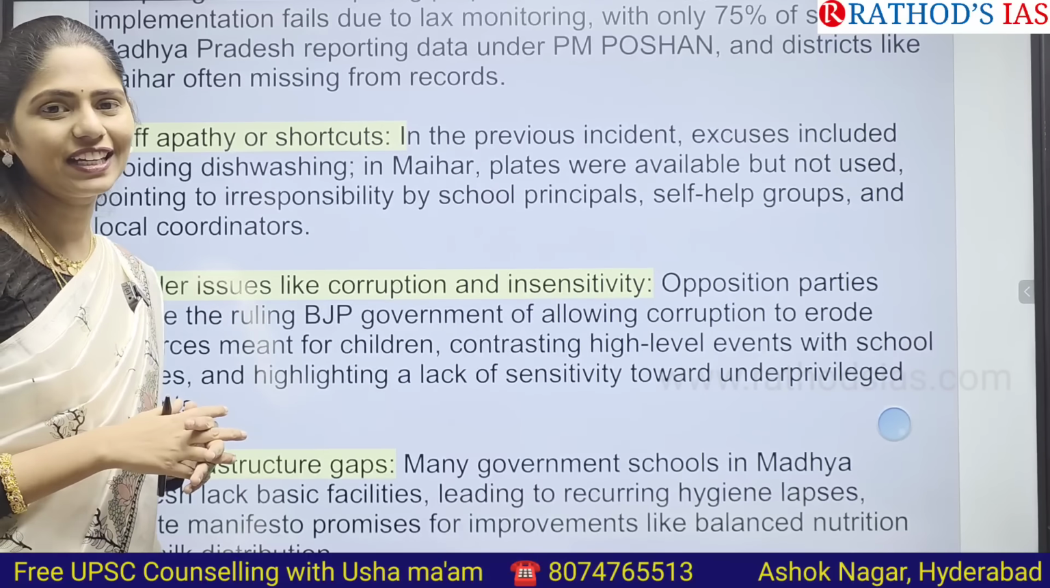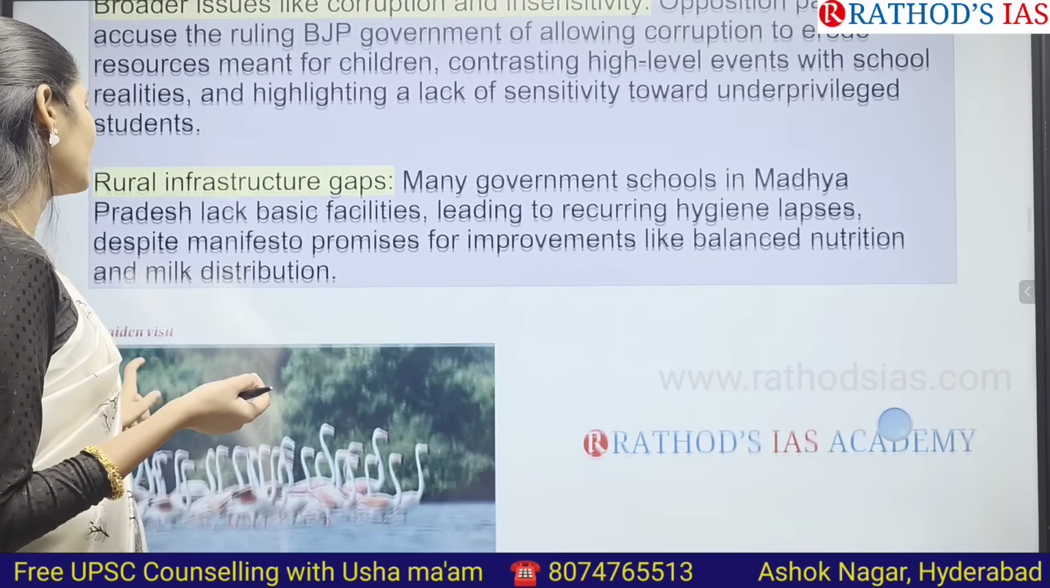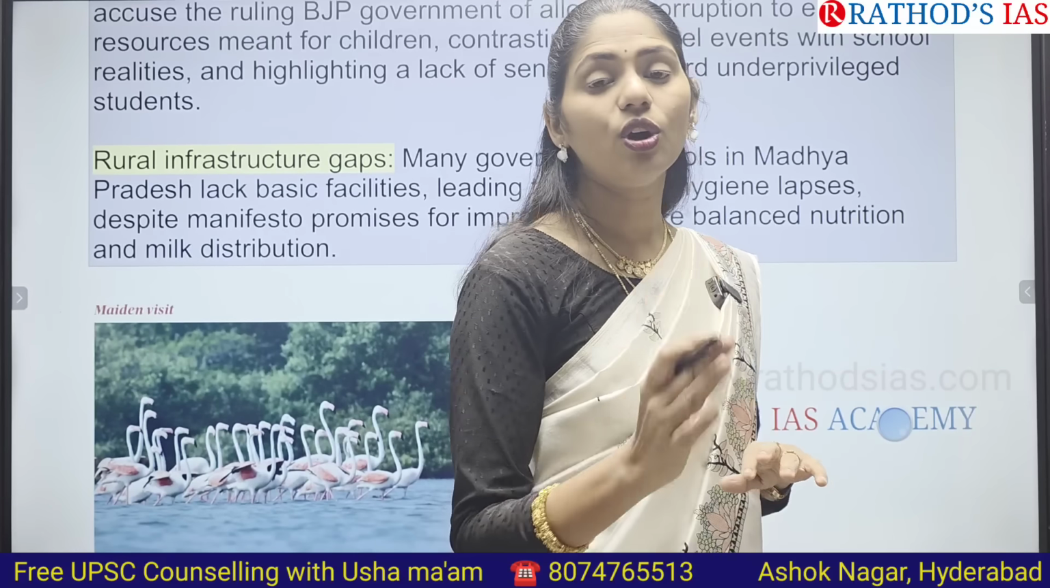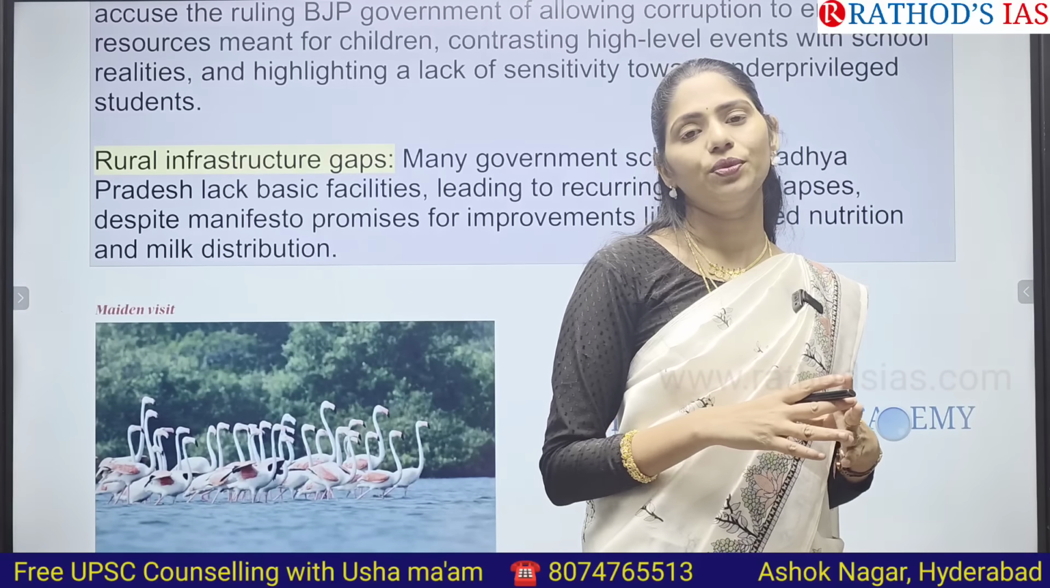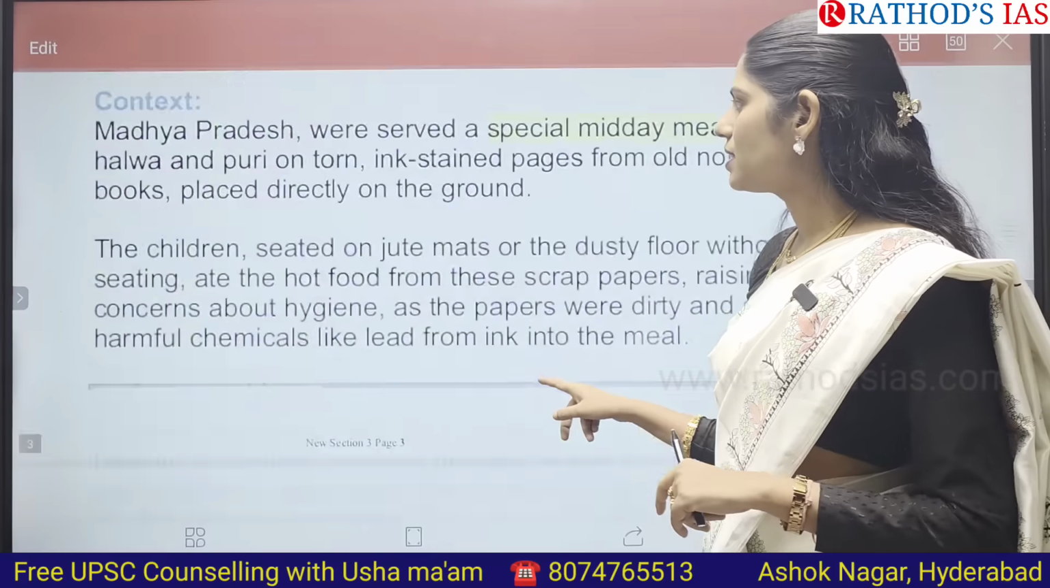And next one here is lots of times we can see corruption, we can see insensitivity, especially related to the children. That is one more thing. And next one here is many government schools in Madhya Pradesh lack basic facilities and even basic hygiene. So because of this, they cannot ensure balanced nutrition, etc. So these are some important causes related to this kind of Anganwadi as well as government school midday meals program related concerns, guys. Clear? And now let us see the next article.